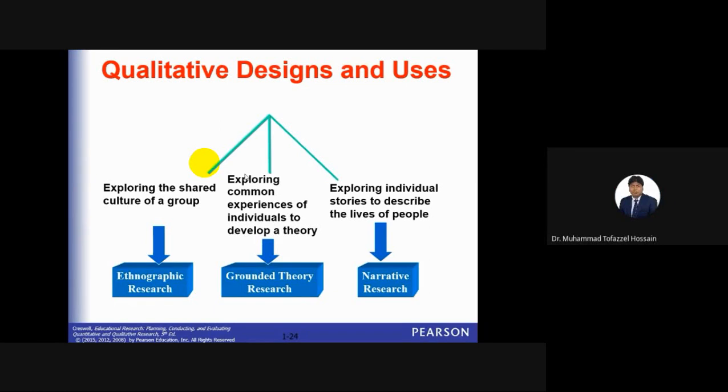Then grounded theory research. What is the purpose? The purpose is exploring common experiences of individuals to develop a theory. So you have got some individuals, for example the experience of some married students. And what problems do they face?